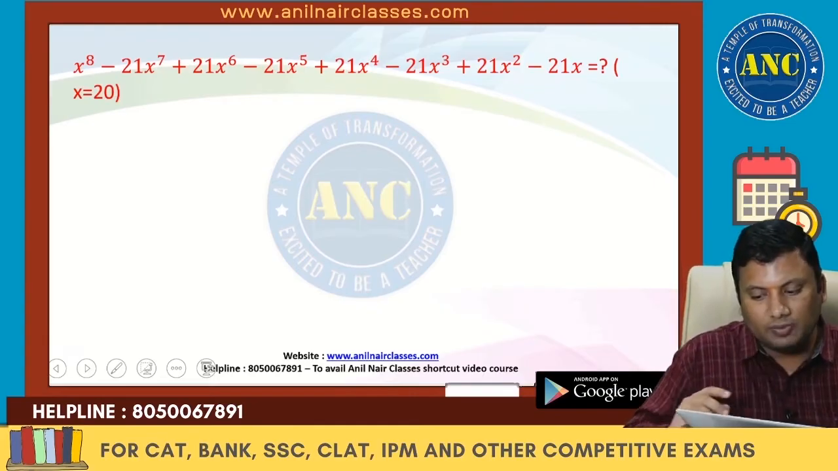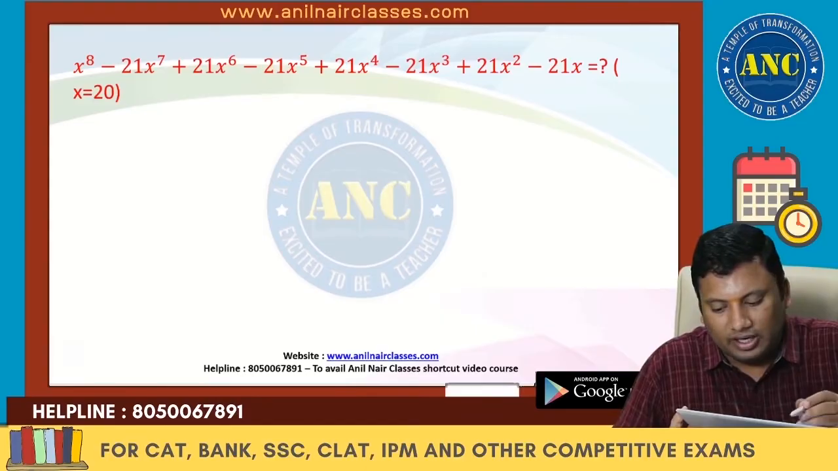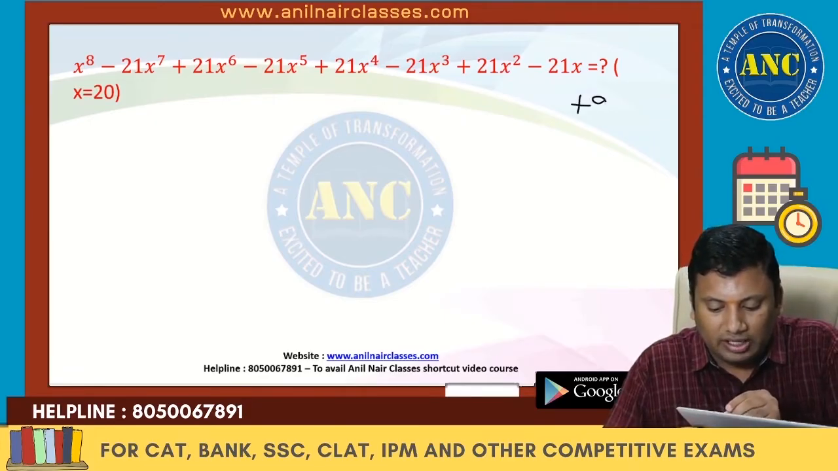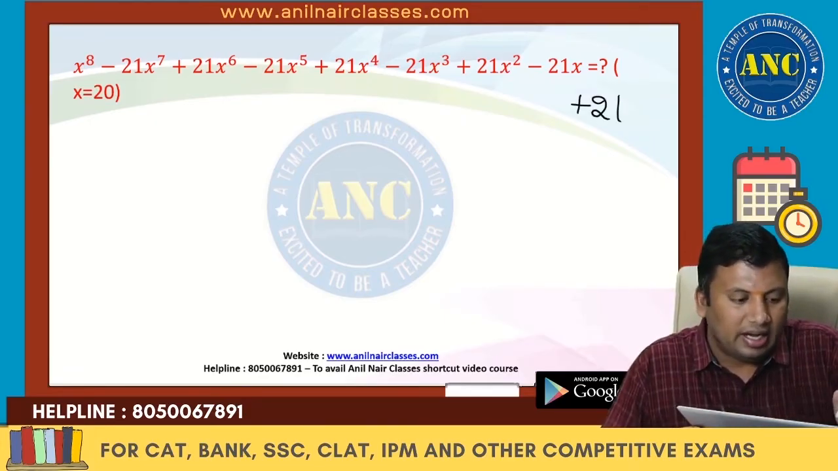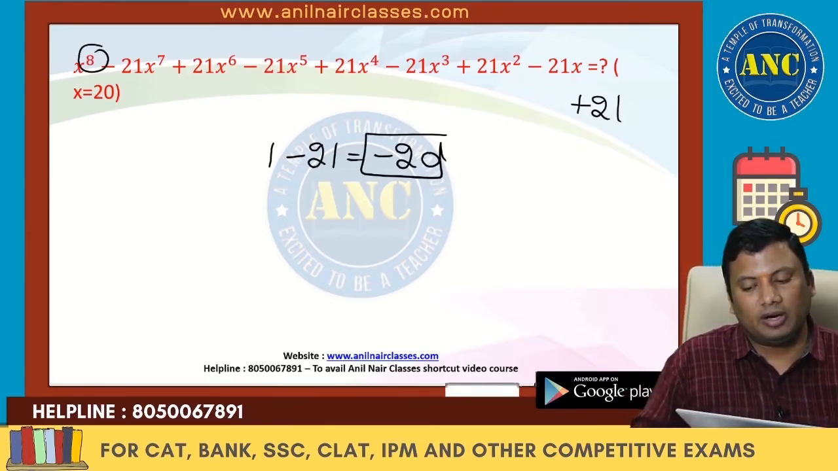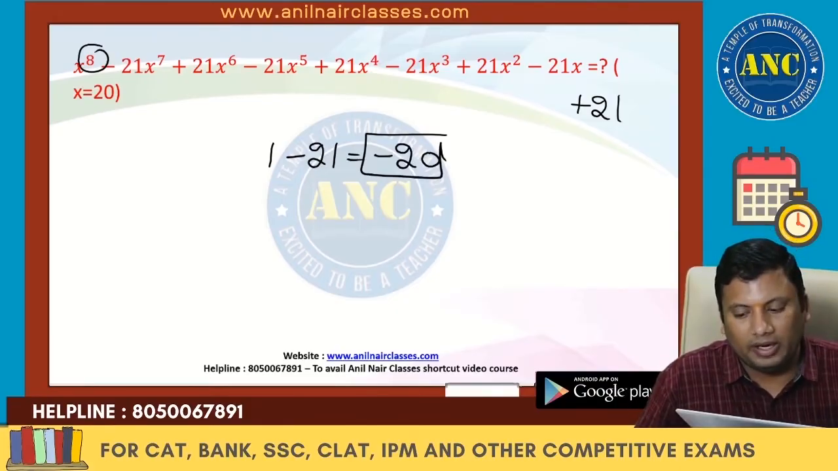Here, what is missing we will see. 21, 21, 21, 21. This is nothing but plus 21 is missing. The degree is 8, which is even. 1 minus 21. The answer is nothing but minus 20. The answer is nothing but minus 20. I hope it is clear, right?